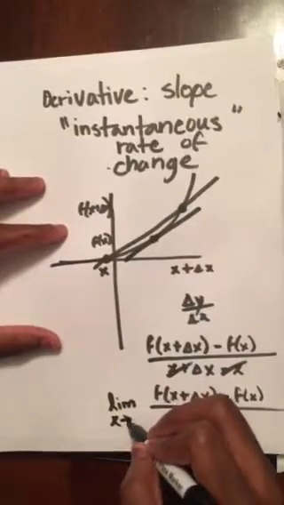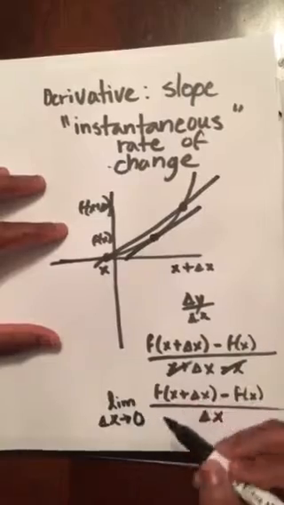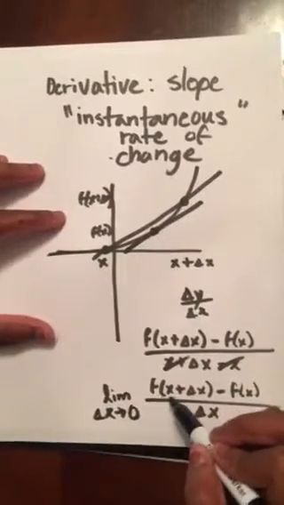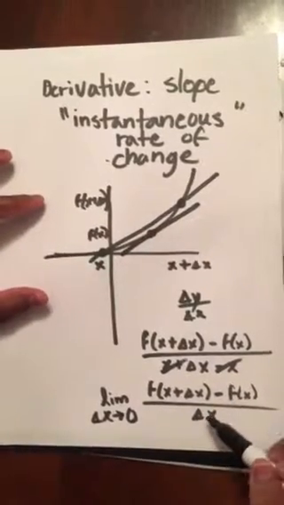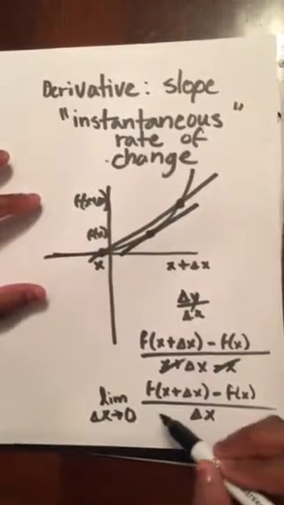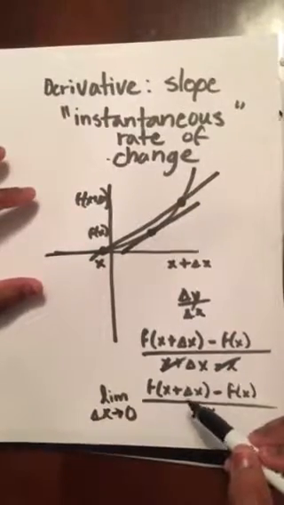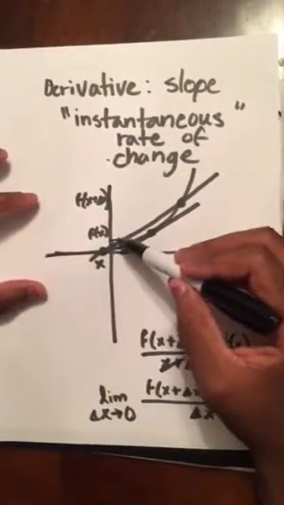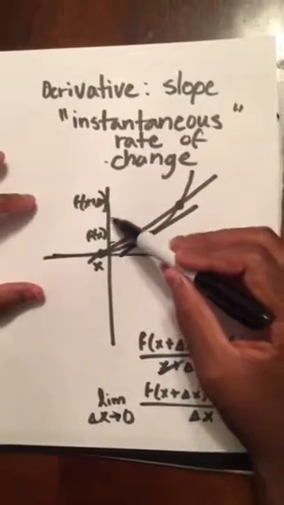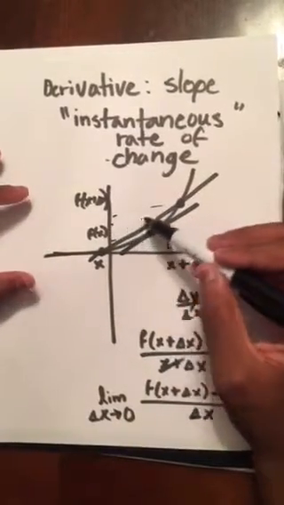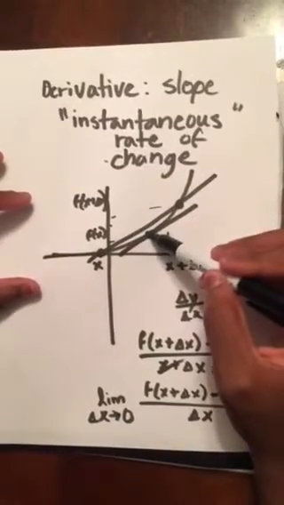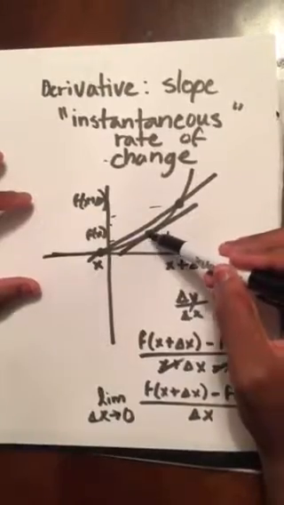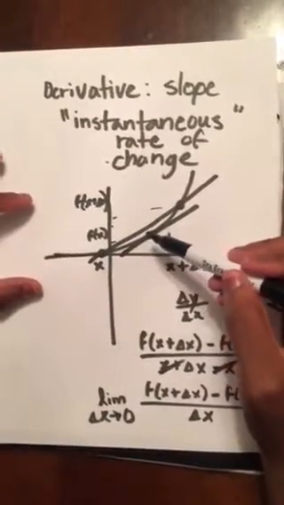Allow me to explain. So here we have the limit of f of x plus delta x minus f of x divided by delta x as delta x approaches 0. Meaning that if we were to find the average rate of change of points that were closer to this point, we would get closer to this point's rate of change. So let me give you an example.